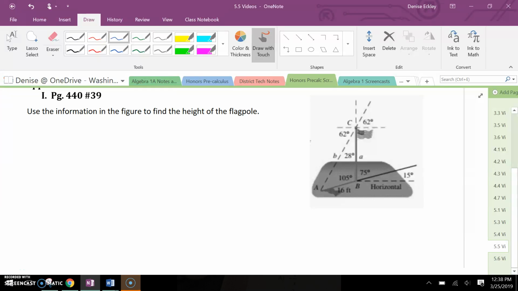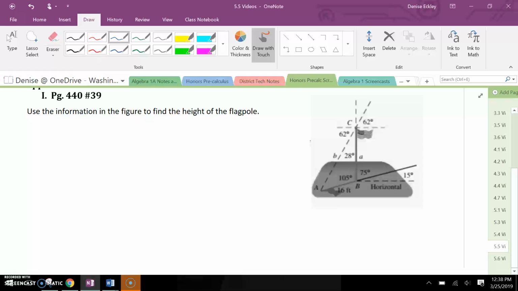Number 39 on page 440 asks us to use a picture to find the height of the flagpole. So we know many things about the flagpole. We know how far away we are standing. We're at point A. We can see the length of the shadow. We know different angles that are made with respect to the flagpole. So what we want to find is side A of the flagpole.